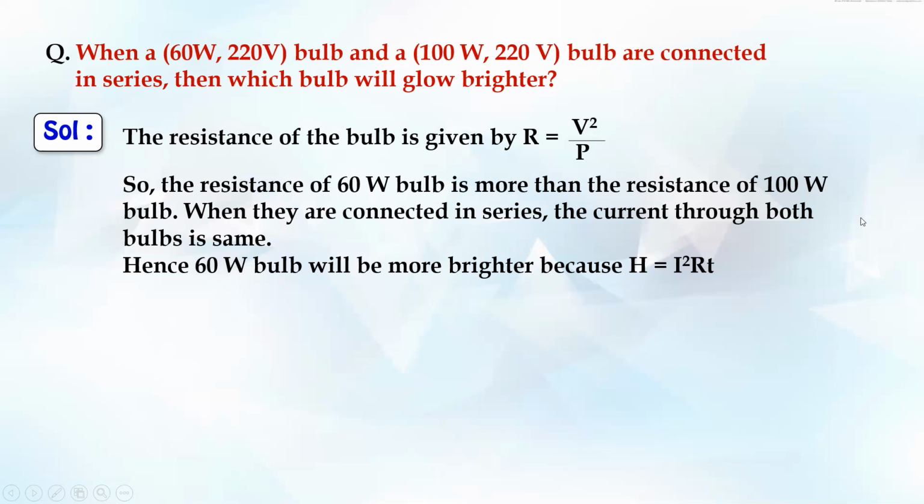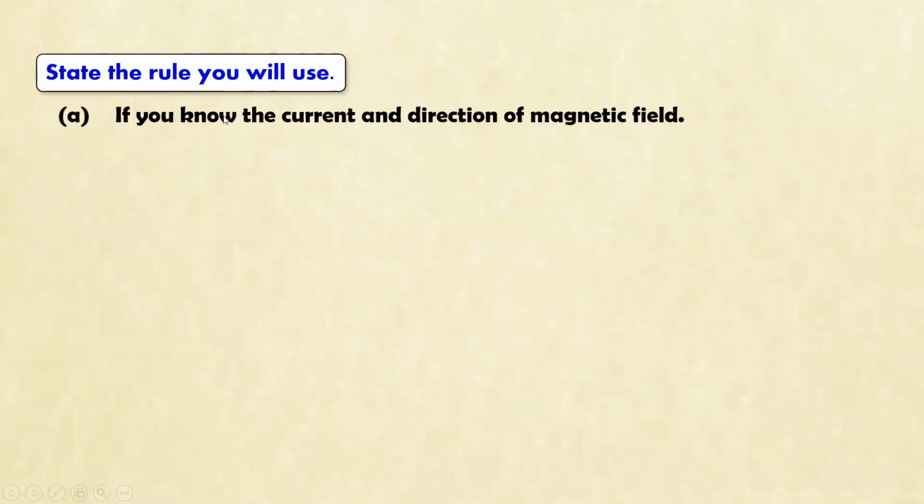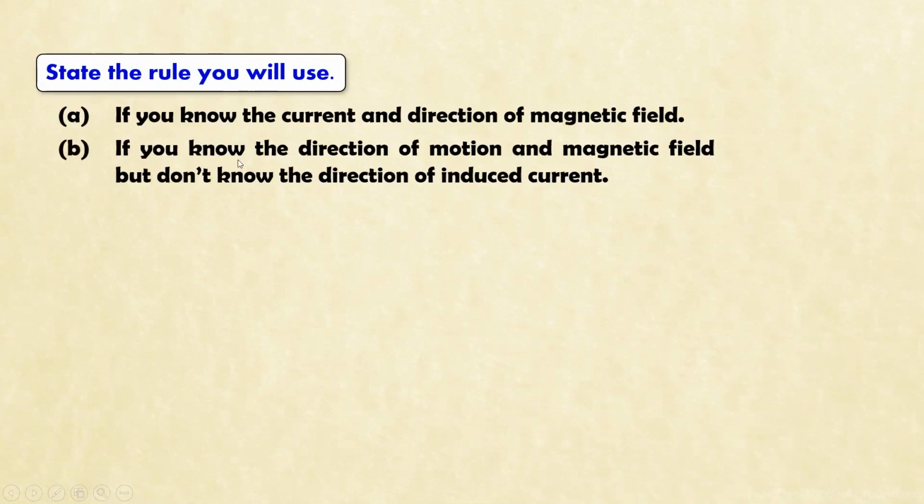So this was the next one. So we'll move to the next one then. State the rule that we are going to use if we know the current and the direction of magnetic field. Secondly, if we know the direction of motion and magnetic field, but we don't know the direction of induced current, it's very easy.